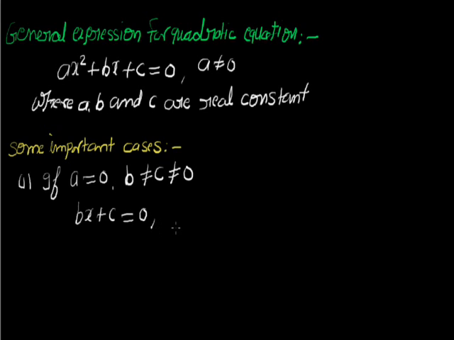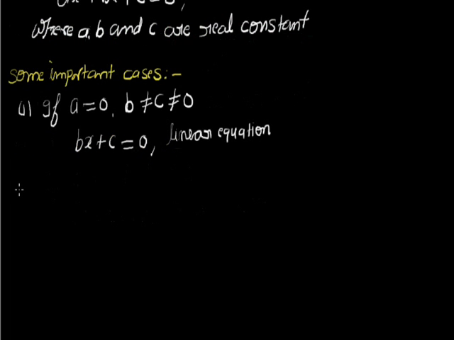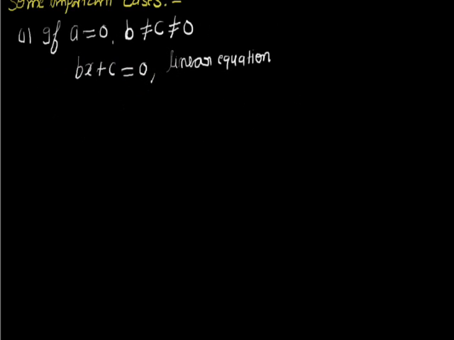That means it is not a quadratic equation. Now it is a linear equation, because here the power of the variable x is equal to 1. So it is no more a quadratic equation, it is a linear equation. We can write, when the coefficient of x square is equal to 0, then it will convert into a linear equation. Now let us come to the second case.